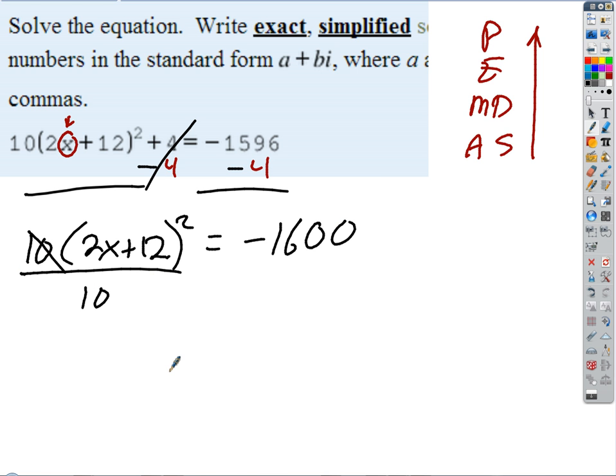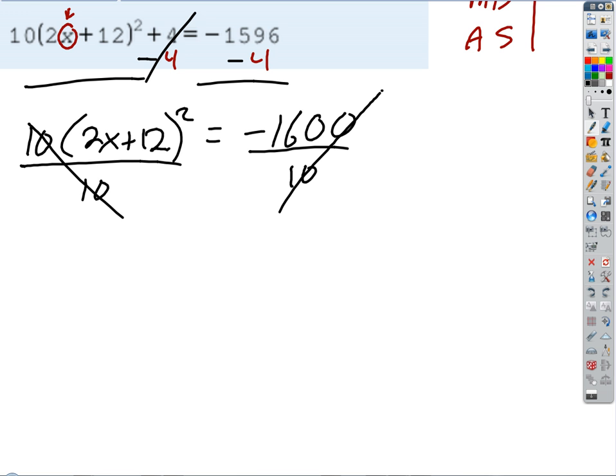Make sense? Okay. Now, what happens if I divide a number with zeros at the end by 10? Right, so -160. Okay? Now what? Square root. So 2x plus 12 equals, before you even say the square root though, plus or minus, good, don't forget that.